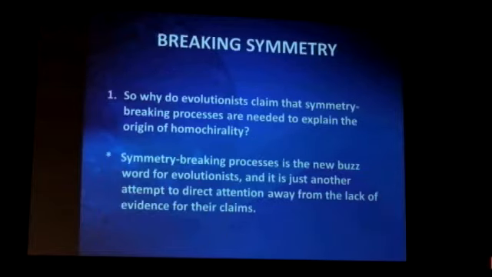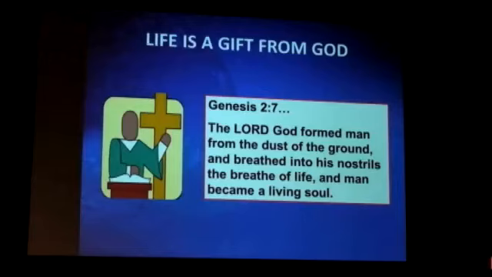And so this idea of breaking symmetry begs the question, why do evolutionists claim that symmetry-breaking processes are needed to explain the origin of homochirality? I say, well, symmetry-breaking processes is their new buzzword, and it's just another attempt to direct attention away from the lack of evidence for their claims, because that's really what's there. Without that symmetry-breaking process, there would not be any evidence to go on. And once you give up on the idea of symmetry-breaking processes and look at other possible routes, then you have to believe that Genesis 2:7 is correct.